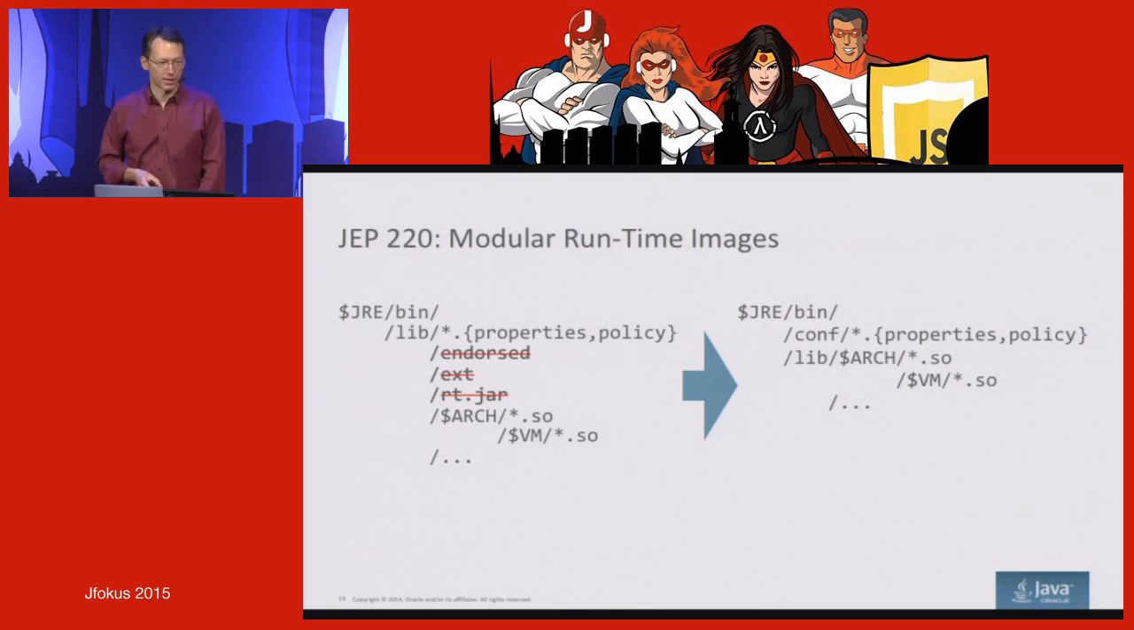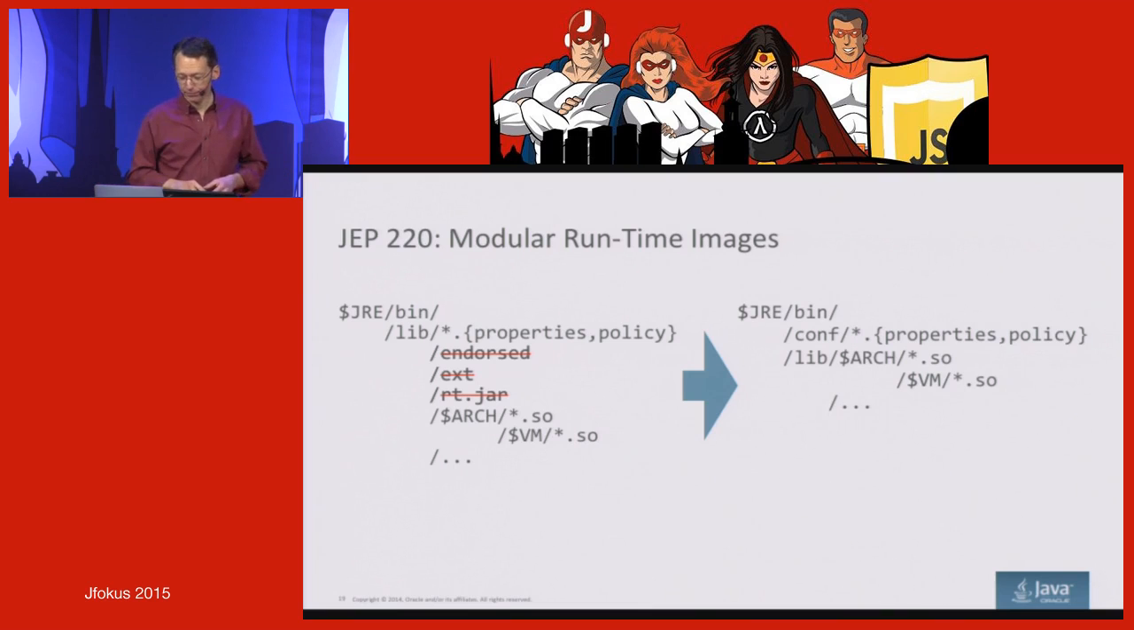We got rid of a few things. The endorsed standards mechanism is gone. The extension mechanism is gone. We did a bunch of research which suggested that neither of these were used very much. The endorsed standards mechanism will be replaced by a notion of upgradable modules in 9.